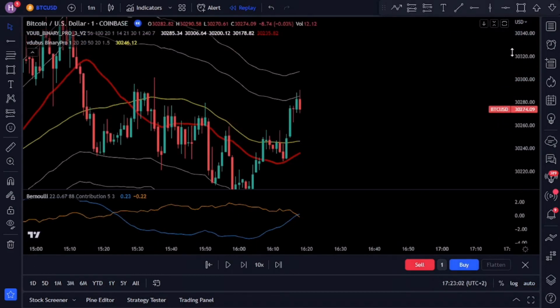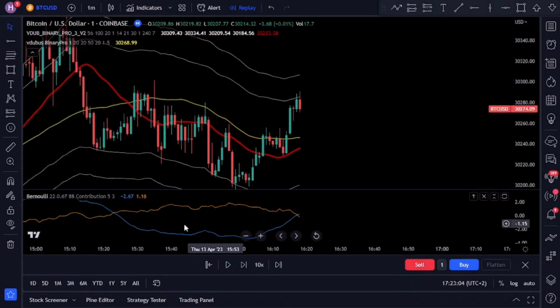Now that we have all the different components of our strategy, let's take a closer look at the exact rules for a buy trade. Firstly, we'll use the Bernoulli indicator to give us a buy signal, meaning the blue line needs to cross the yellow line in an upward direction.